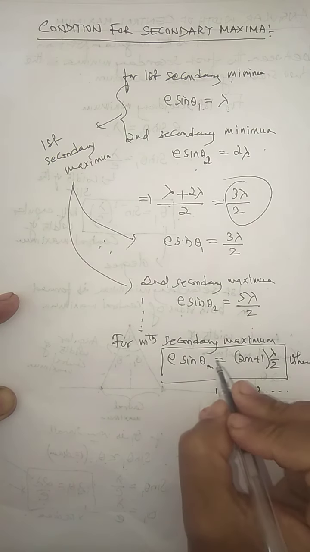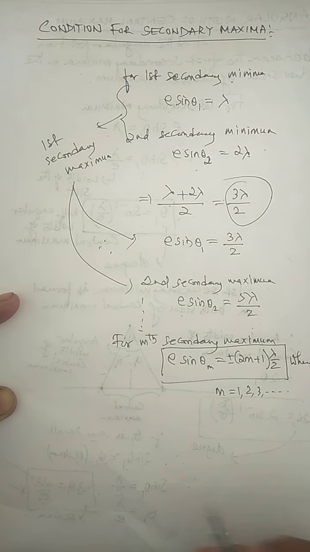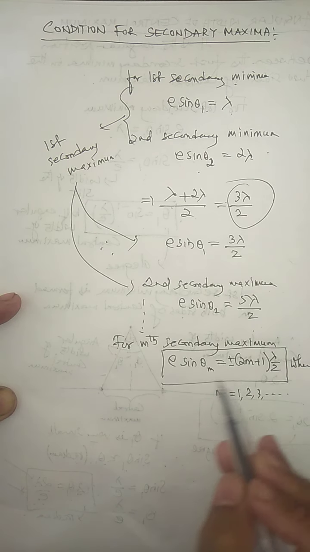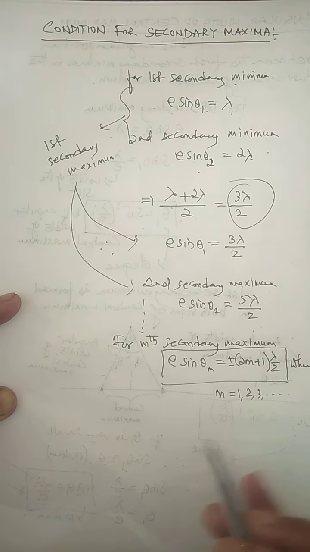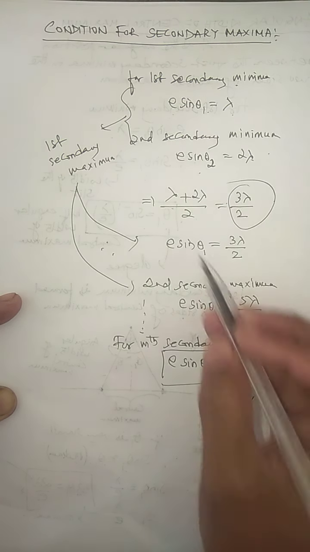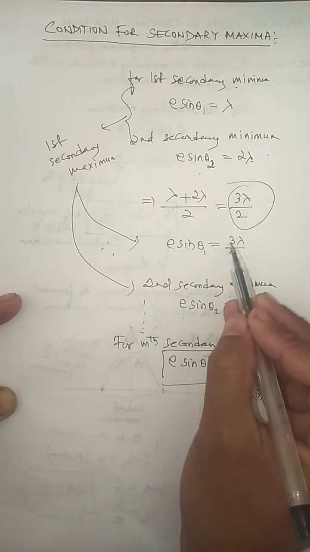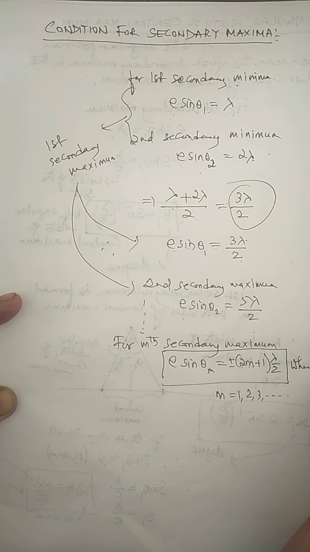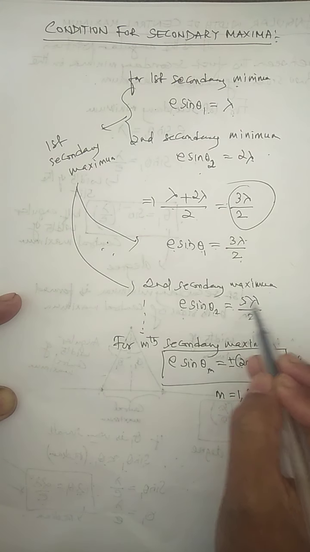But students, what do I put? Plus minus sign. You know why? Because your secondary maxima is formed on both sides of the central maximum. Now this is a general condition for the formation of secondary maxima. So if I put m equals 1 in the expression, I get exactly this one, e sin theta 1 equals 3 lambda by 2. If I put m equals 2, that is for the second secondary maxima, I'll get e sin theta 2 equals 5 lambda by 2.